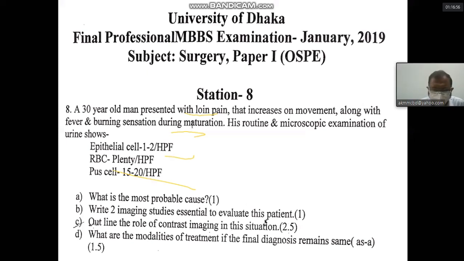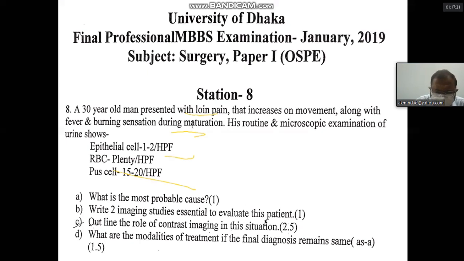There is loin pain. Patient is a young man. Renal calculi. The loin pain is for, there will be pathology in the kidney, and this pain increases on movement, having fever and burning sensation during micturition. So all these things favor renal calculi.